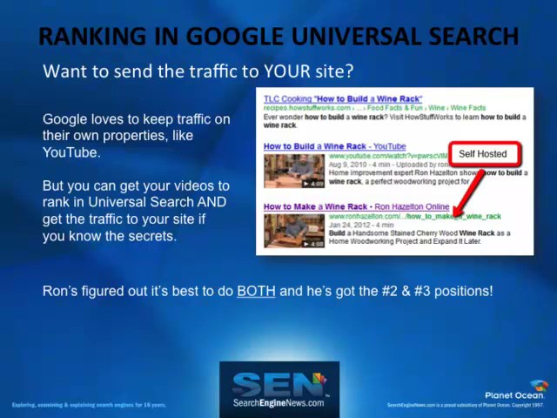Google isn't that good at figuring out when a video is an exact duplicate, especially when you change the titles and descriptions and they don't match exactly. So you can do this, and look, Ron's figured out how to do both, and he's got both the number 2 and number 3 positions for how to make a wine rack. So let's look and see how he did this.